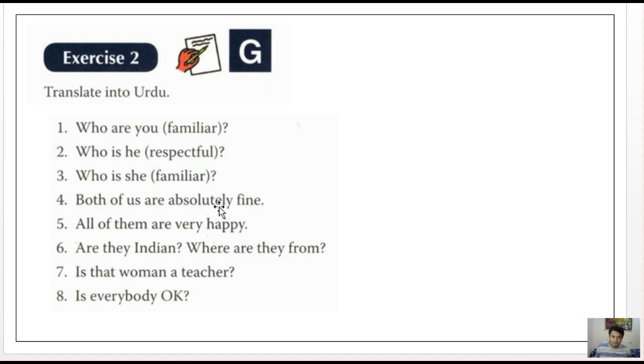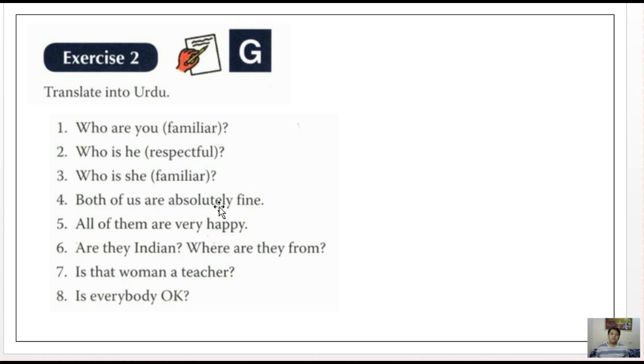So who are you? It's familiar. तुम कौन हो? तुम is the familiar one. Who is he? So it's up to you. If you want to show proximity, closeness, like he is close by, you can say ye kaun hai. And if you want to say that he is at a distance from you, you can say wo kaun hai. Who is she? Wo kaun hai? Familiar. Ye kaun hai? So hai shows familiarity.